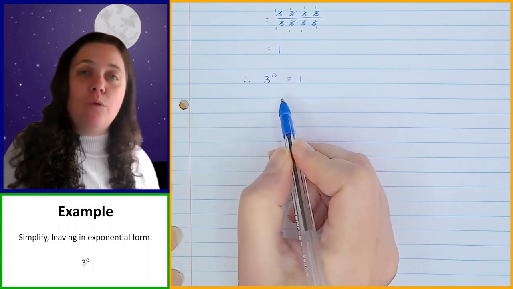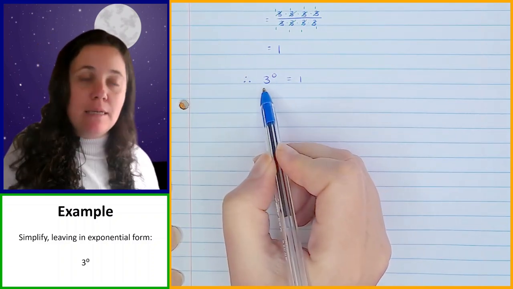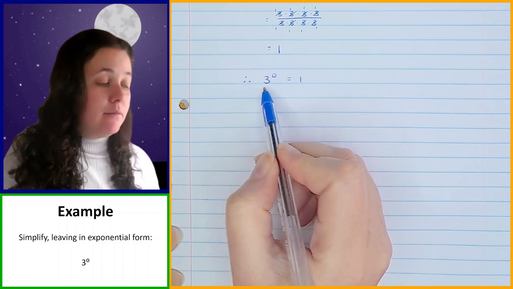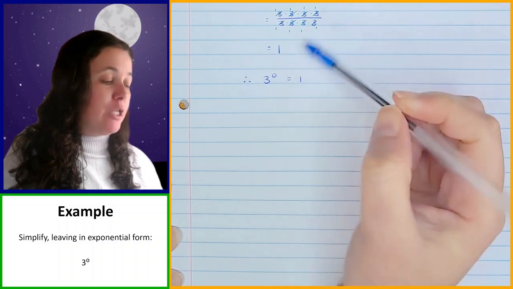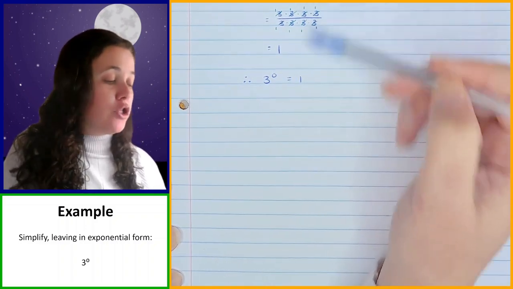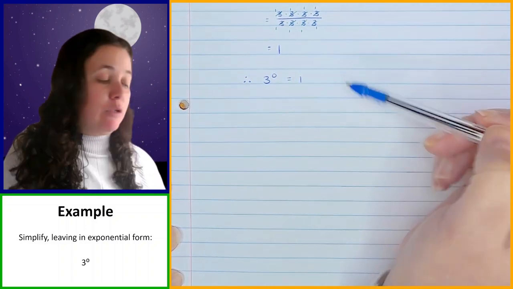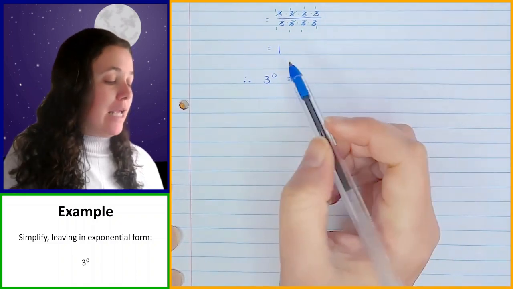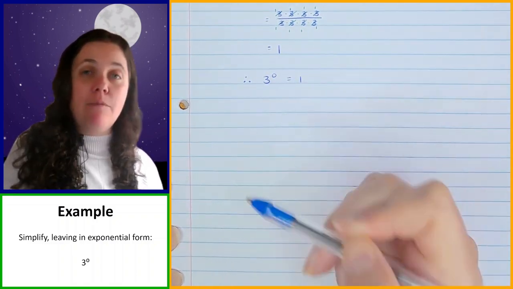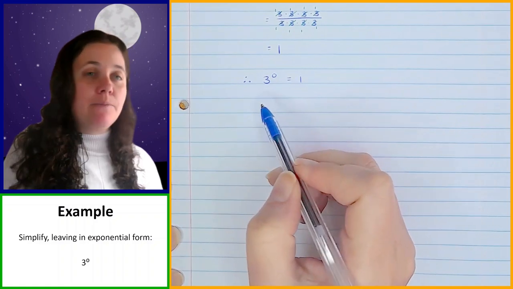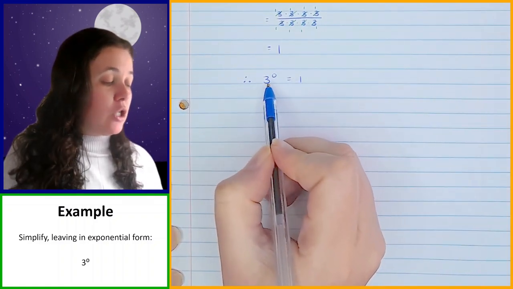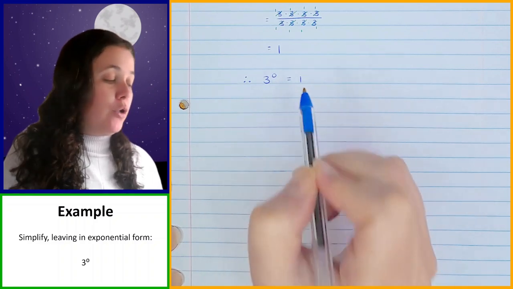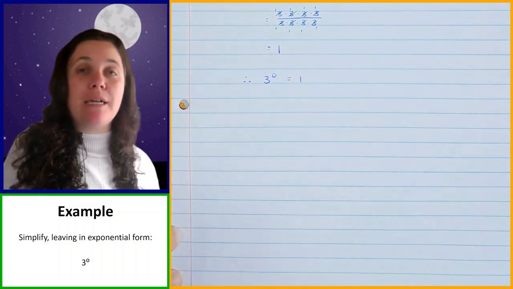Now, this rule will work no matter what your base is. If your base is 10, then you would have 10s on the top of your fraction and 10s on the bottom of your fraction, but you would have the same amount of 10s on the top and the bottom, which means that they would all cancel with each other, leaving you with 1. If you had 100 to the power of 0, the same thing would happen. If you had 5 to the power of 0, the same thing would happen. It doesn't matter what this base is. So long as it is to the power of 0, you will end up with 1, with one exception.